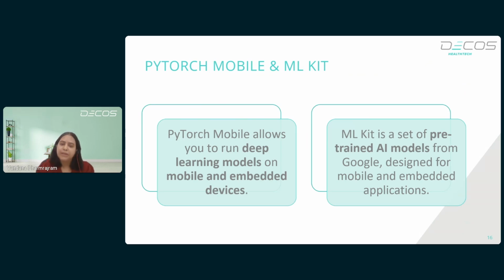Now, what is MLKit? MLKit is a set of pre-trained AI models from Google designed for mobile and embedded applications. It allows on-device inference without requiring cloud access. Some of the key features are it requires no training, that is, it is a ready to use model. It works offline on mobile and embedded devices. It supports text recognition, object detection, and face detection.